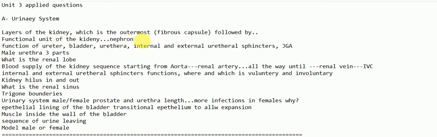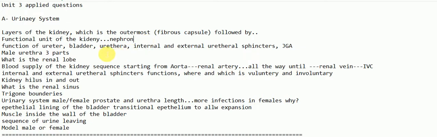You need to remember that the functional unit of the kidney is the nephron, and you also need to know that the nephron is the renal corpuscle plus the tubules. And the tubules are the proximal convoluted tubule, loop of Henle, and distal convoluted tubule.